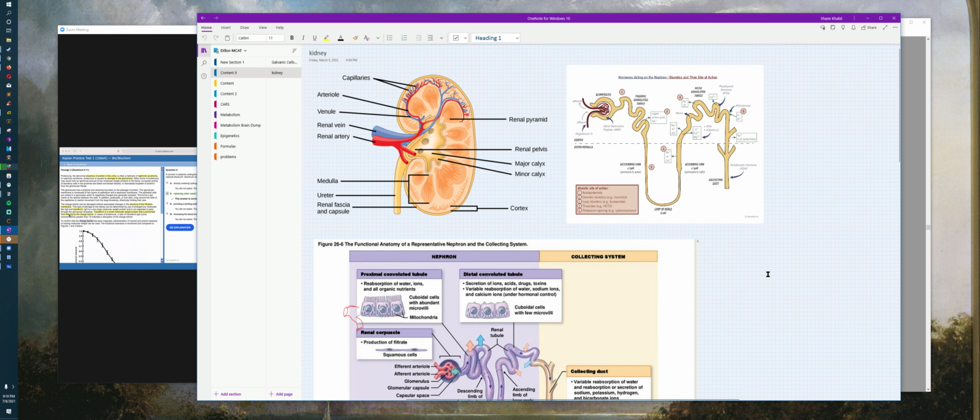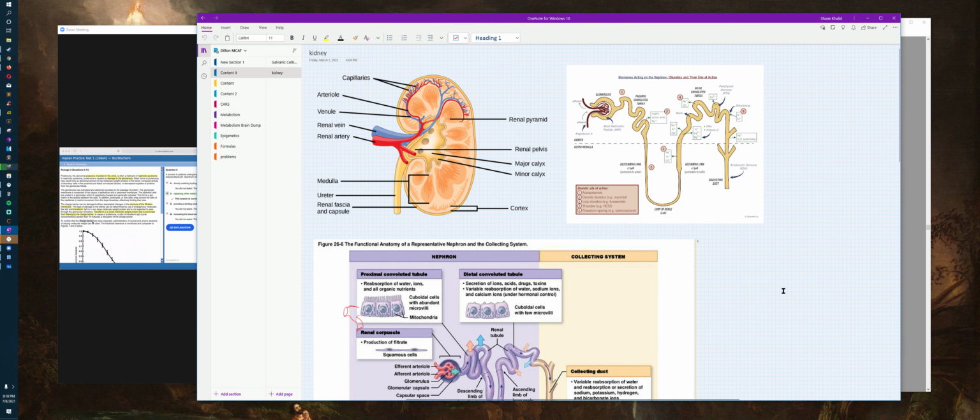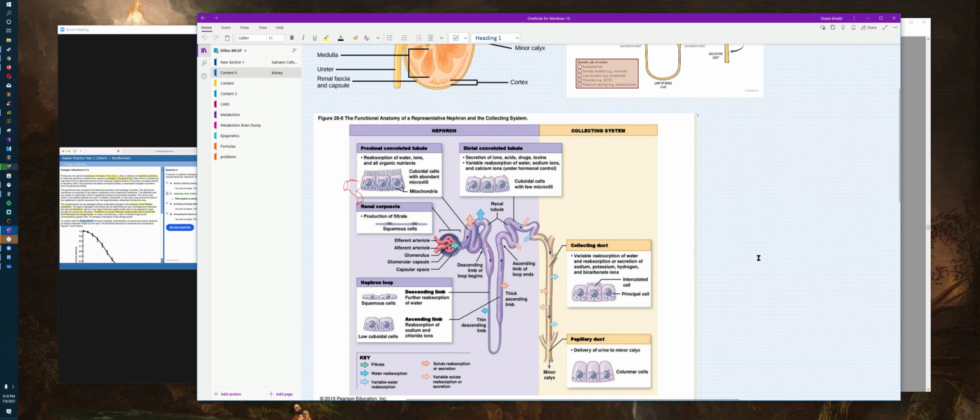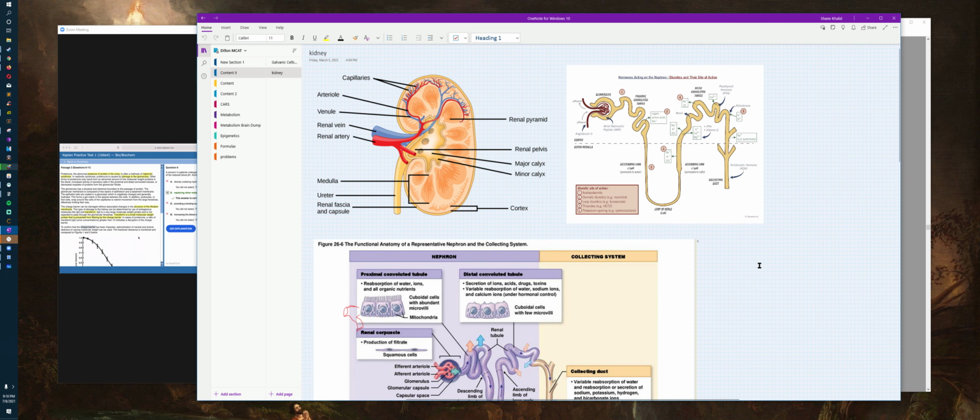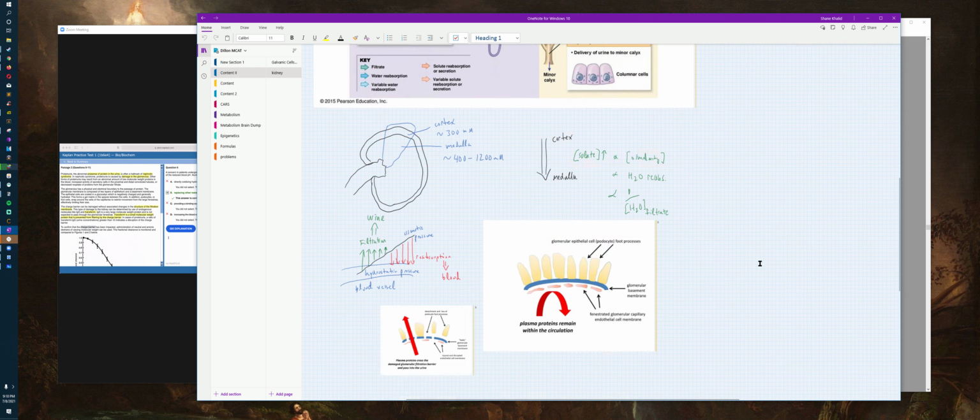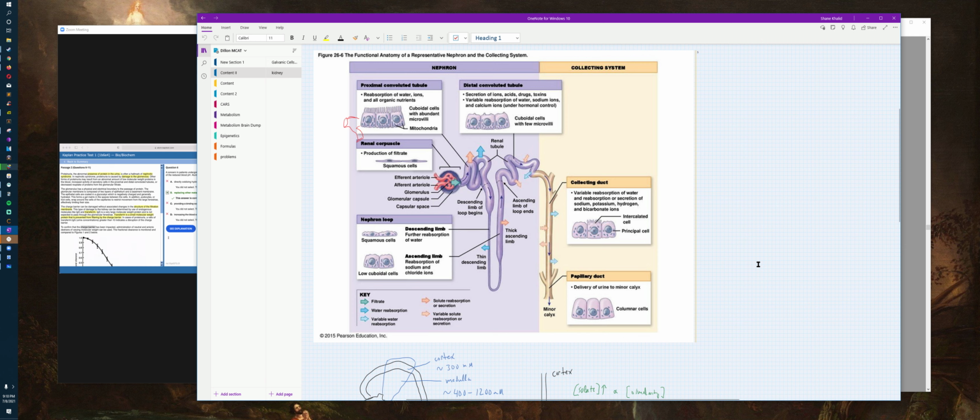So essentially, it's your blood pressure that pushes filtrate into your glomerulus, and then it goes through the proximal convoluted tubule.